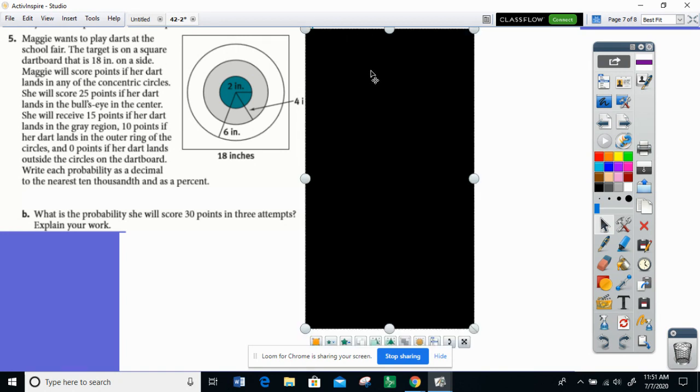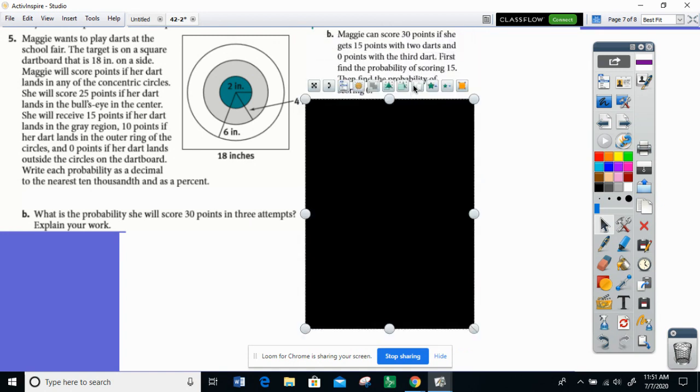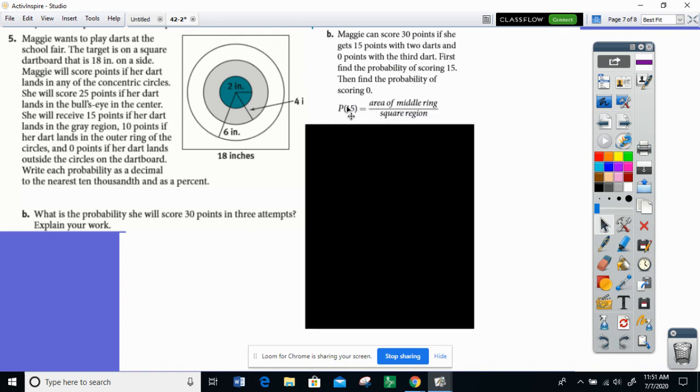So if we break down the different ways that she can get 30 points, she can score 30 points if she gets 15 points with 2 darts and 0 points with the third dart. So we just basically need to think of all the different ways that she can get 15 points. If her dart lands in the gray region, then she gets 15 points. Well, let's find the probability of it landing in the gray region.